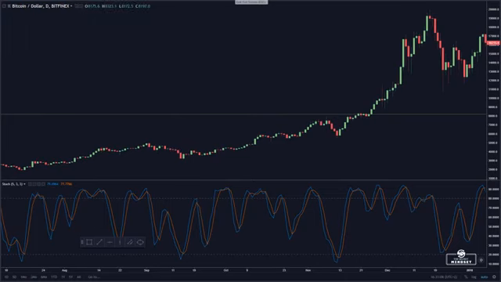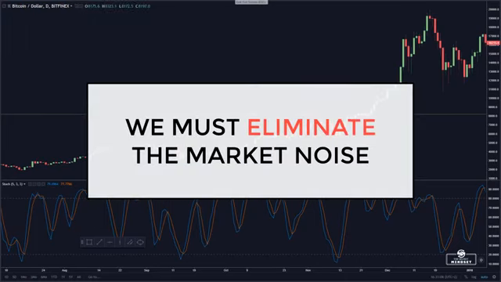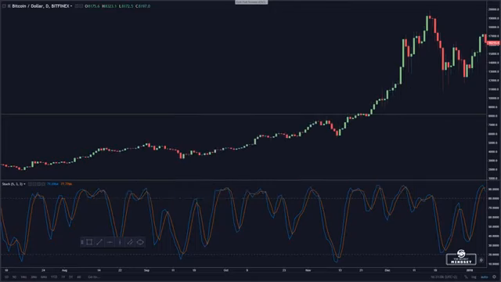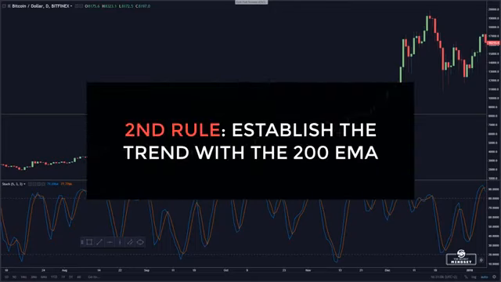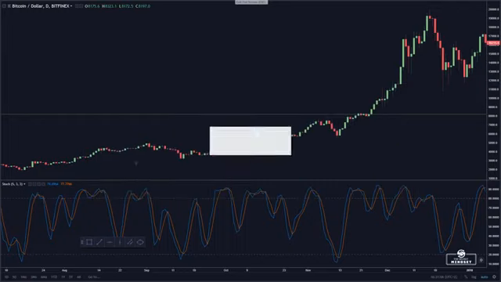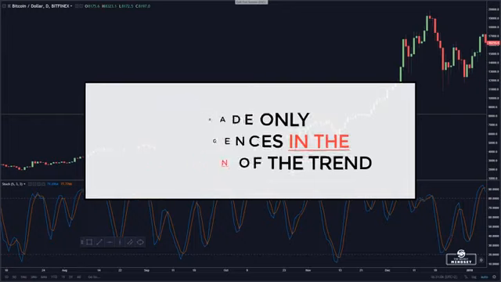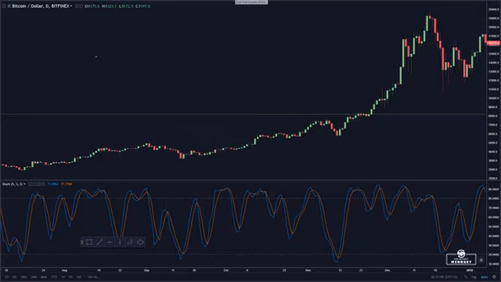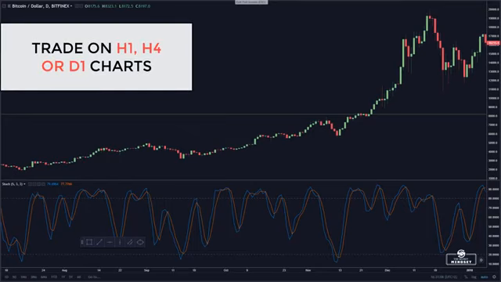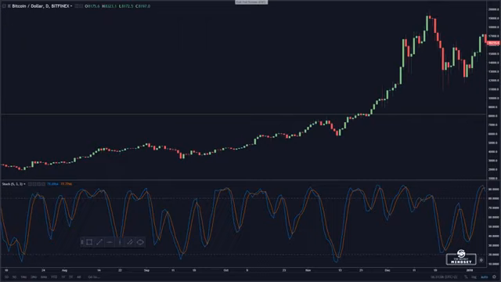We have to be smart and filter this technique in order to eliminate false signals. Now, here's the second rule of this strategy. We'll establish the main trend with a 200 period exponential moving average, and we only trade divergences in the direction of the main trend. Also, I only trade on the hourly, on the 4 hours, and on the daily time frames in order to reduce the market noise and filter the bad signals generated on shorter time frames.